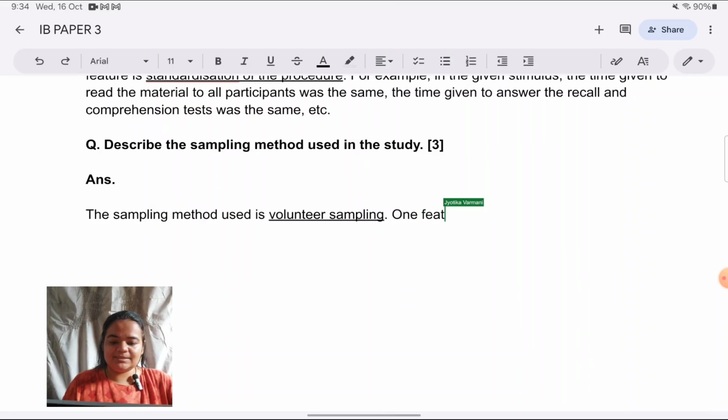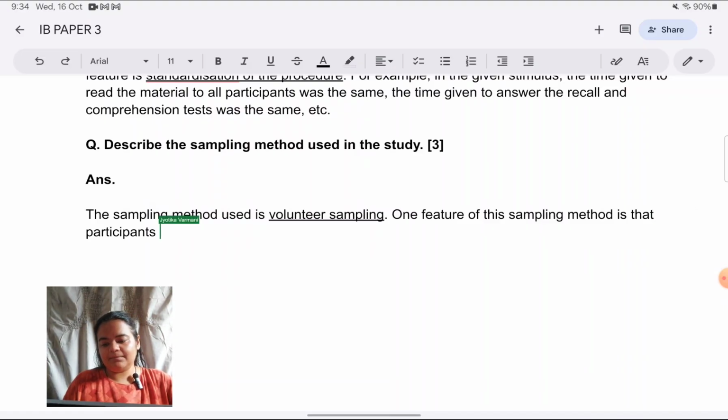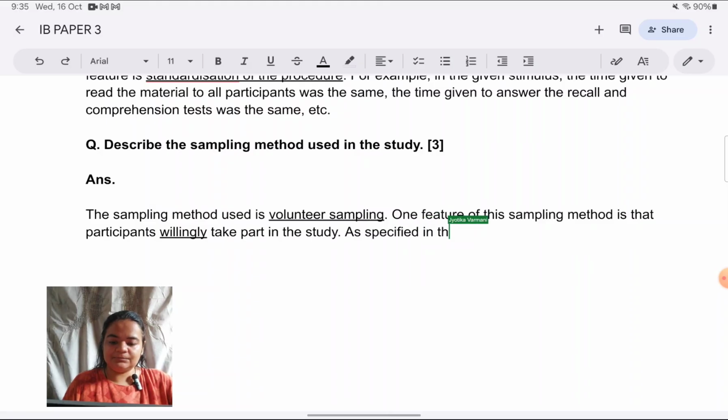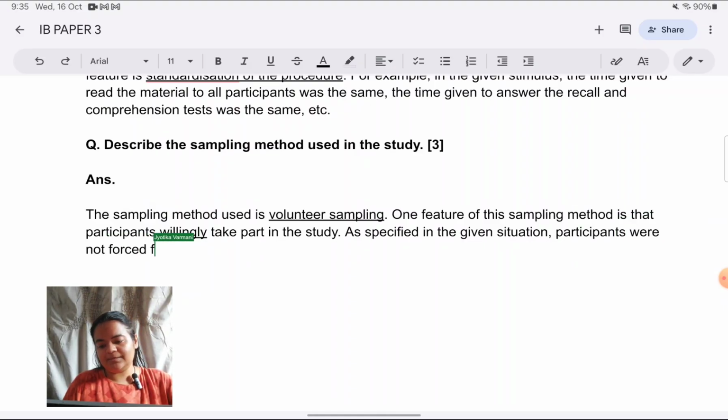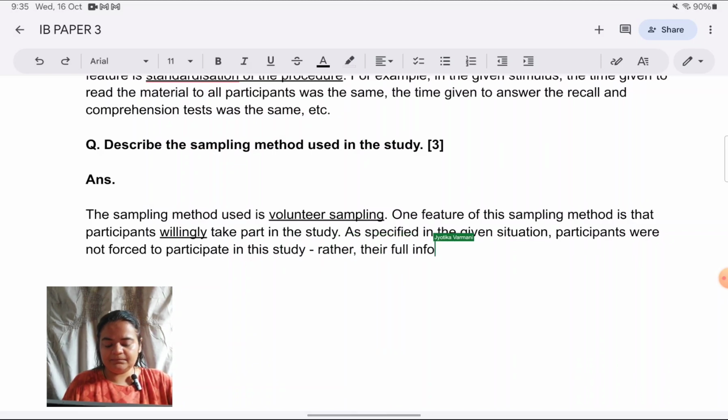One feature of this sampling method is that participants willingly take part in the study. As specified in the given scenario, participants were not forced to participate in this study. Rather, their full informed consent was taken before including them.